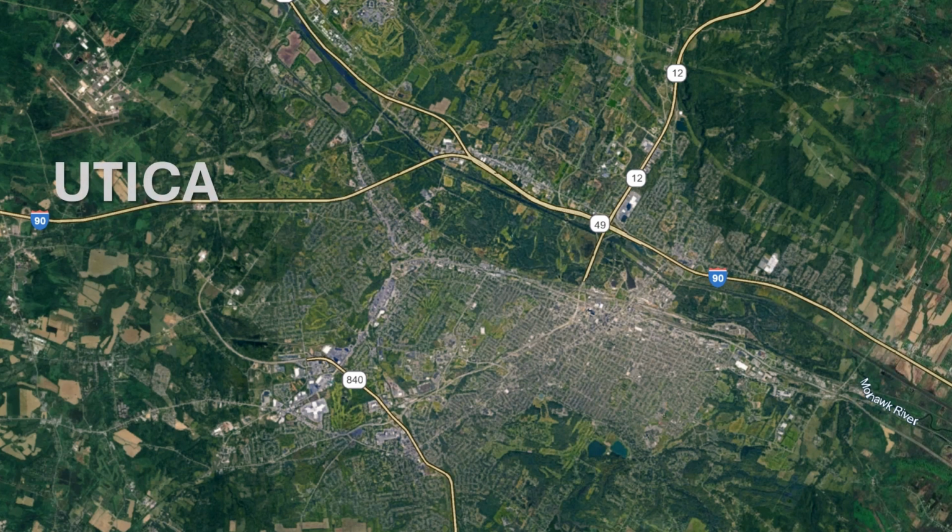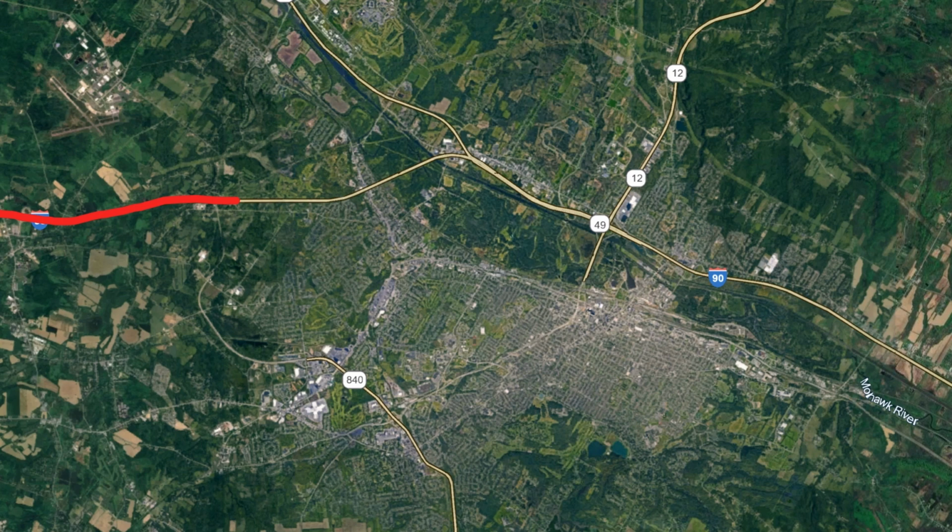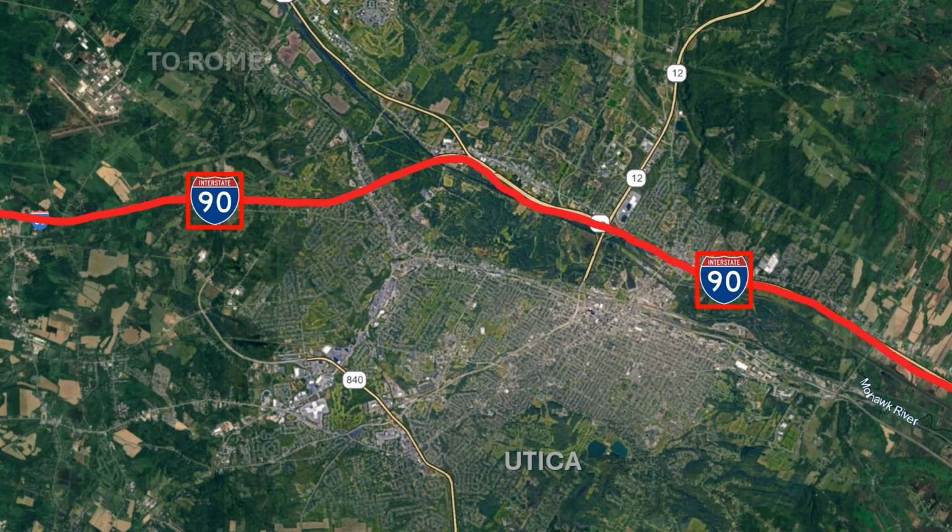Next on the line, we have Utica. Small city, getting more east in New York. Okay, so there's 90, but where is the spur here? You see, we got access to Rome and Speculator to the west and east, but oh my goodness. What in the exit ramp is this?